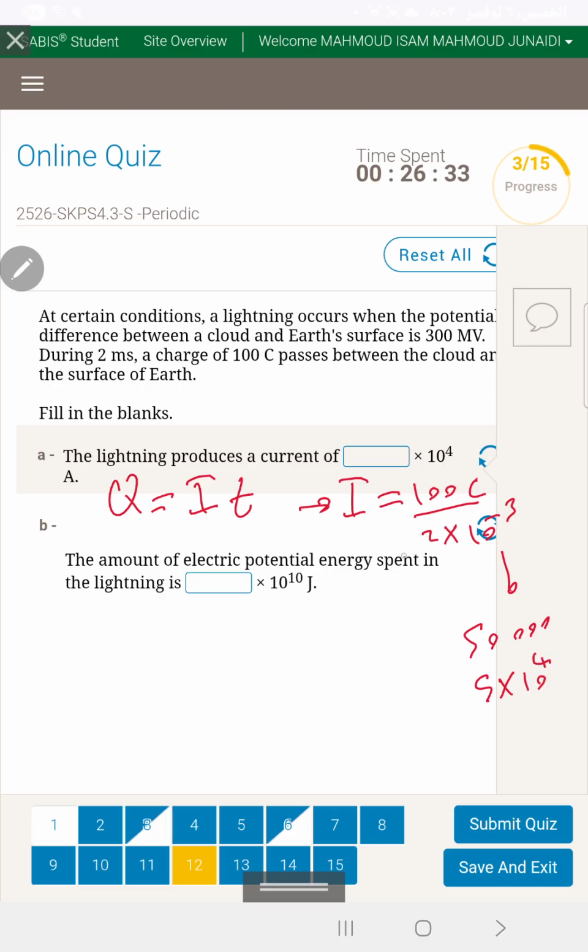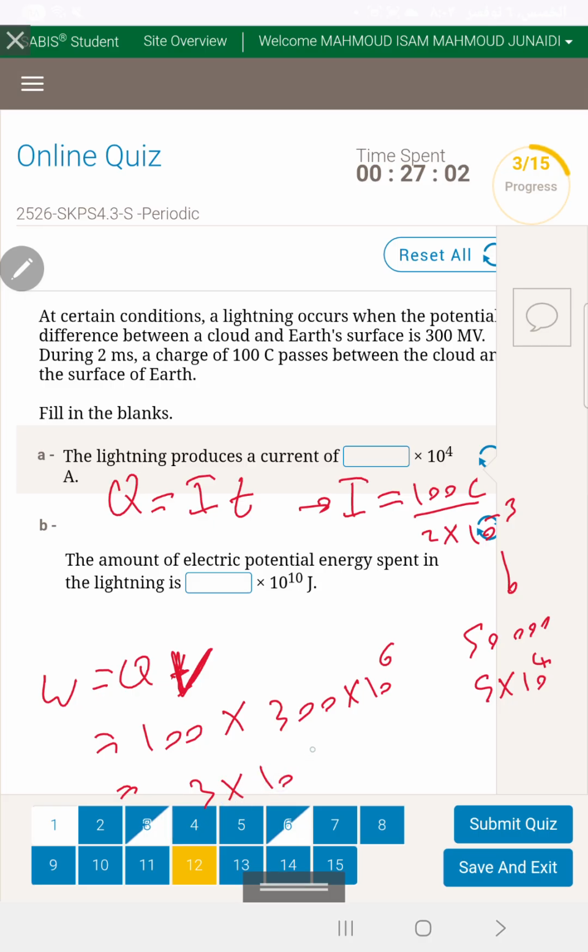The amount of electric potential energy spent in the lightning, so W is equal to QV. Quantity of charge is 100 times the voltage is 300 million. So 300 times 10 to the power of 6. That means 300 million. So if you multiply these, you get 3 times 10 to the power of 4. So here you have to write 3.